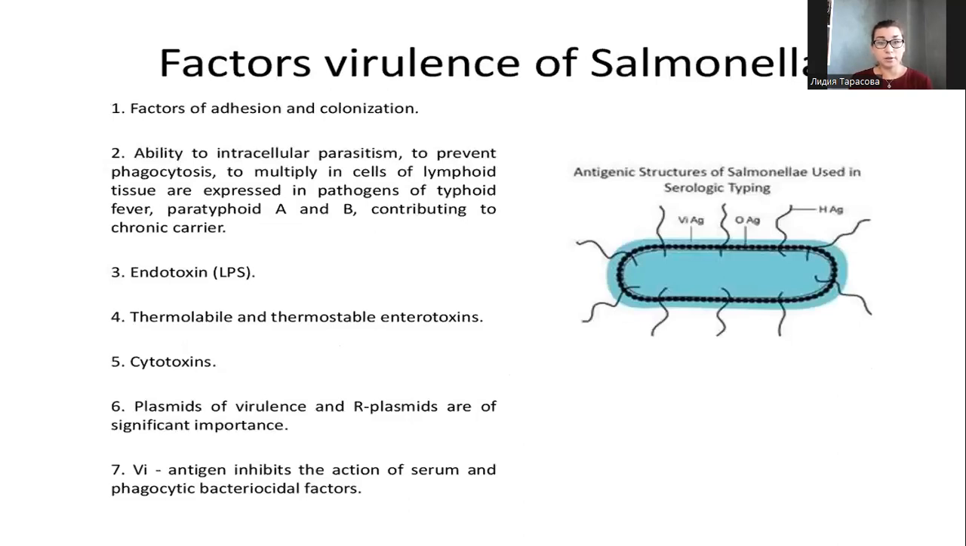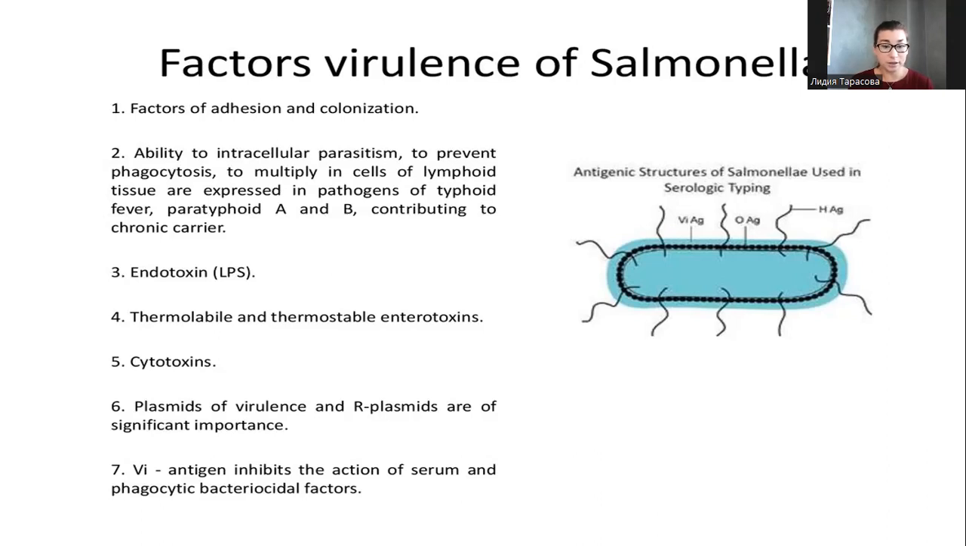Okay, factors of virulence of Salmonella. Factors of adhesion and colonization: adhesion and colonization is by pili, by fimbriae. The ability of intracellular parasitism, to prevent phagocytosis and to multiply in cells of lymphoid tissue, is expressed in pathogens of typhoid fever, paratyphoid A and B, contributing to chronic carriage.